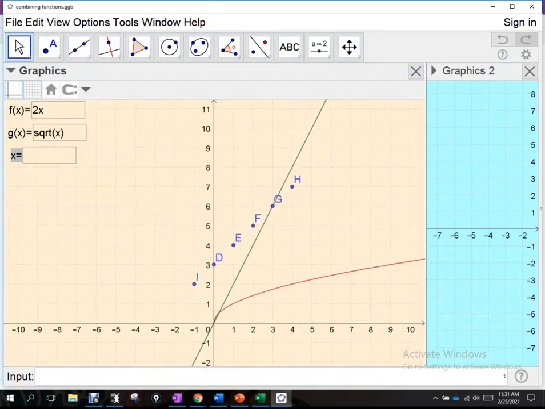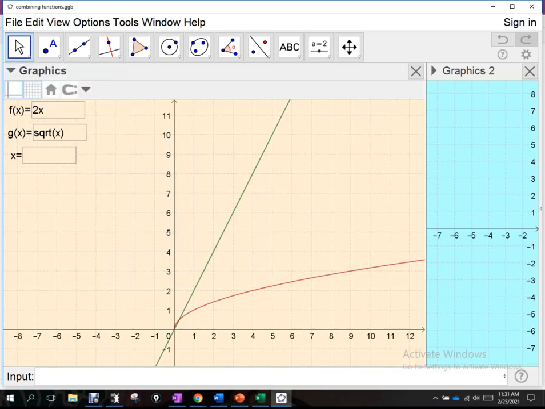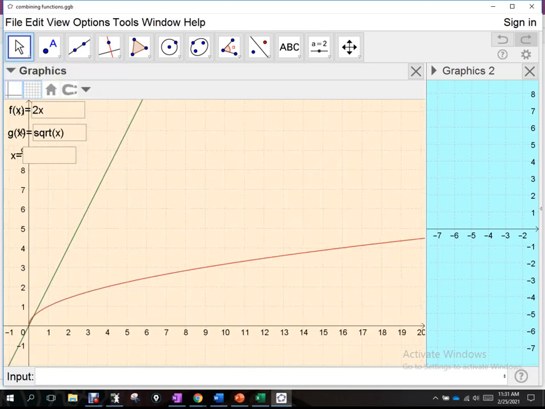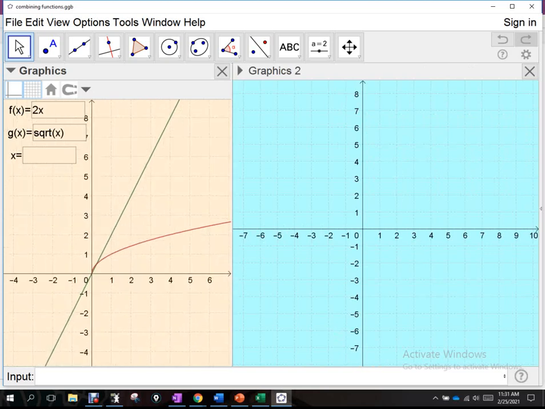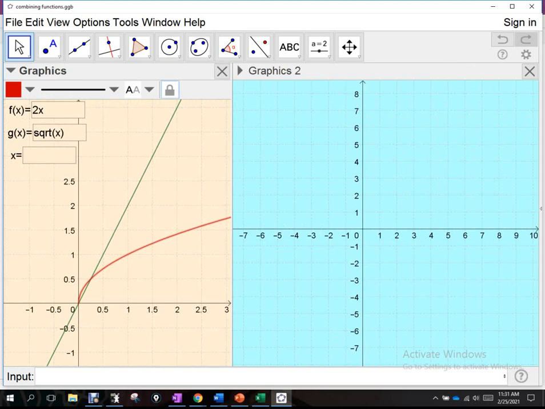Let's get rid of these points. Okay. I'm going to ask what f plus g looks like. It might make more sense to put the sum in the blue here. So these are the two individual smaller ones that I want to add together, the green one and the red one. And I'm going to put their sum over here in the blue graph.